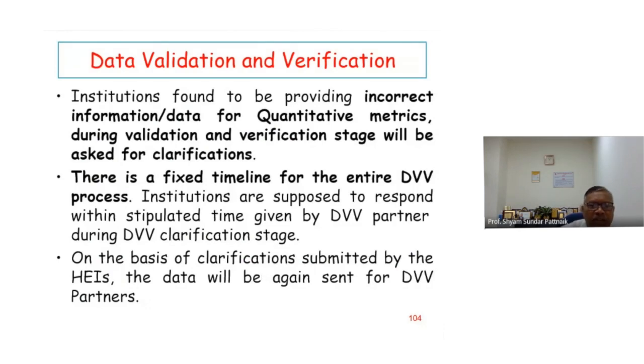If an institute is found to be providing incorrect data for quantitative metrics, it will be asked for clarification during the validation and verification stages. There is a fixed time for the entire DVV process. Institutes are supposed to respond within the stipulated time given by the DVV partners during the DVV clarification stage. So this is a timeline based activity, you cannot delay it as per your whim and wish. You have to ensure that whatever time they are giving you, you answer within that time.